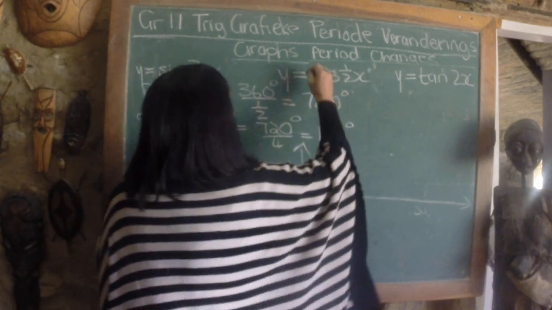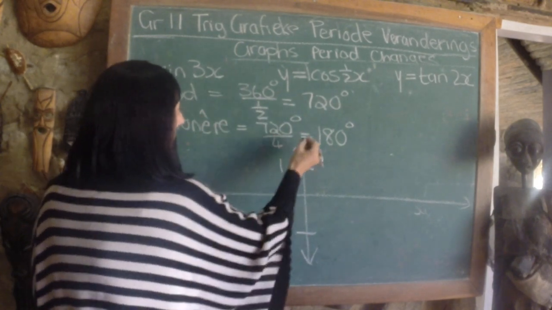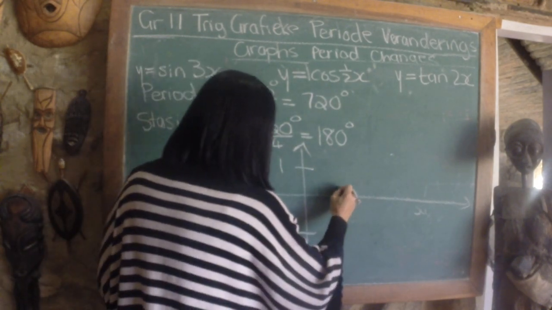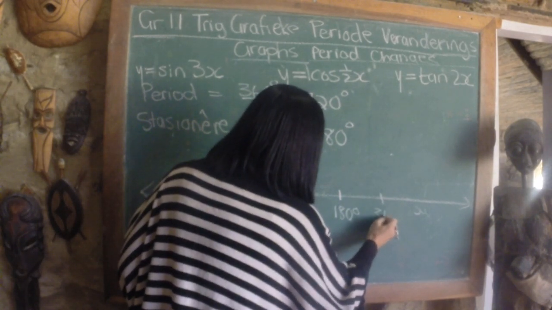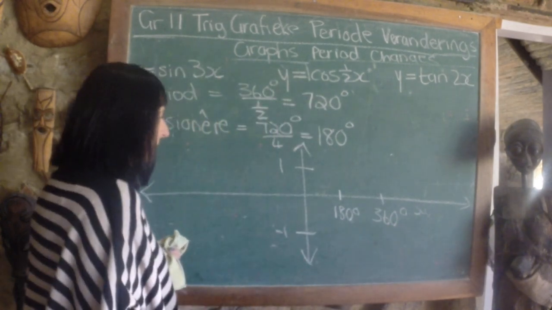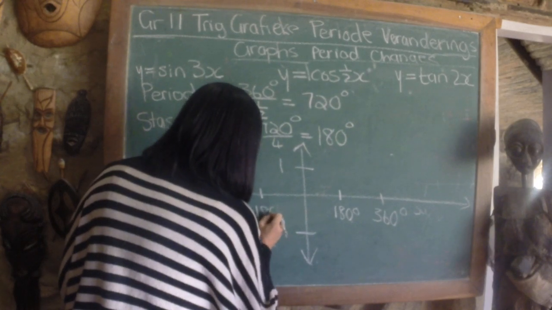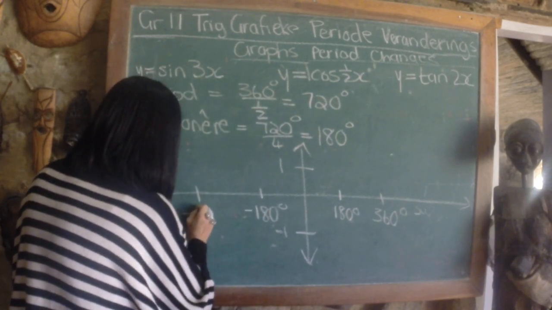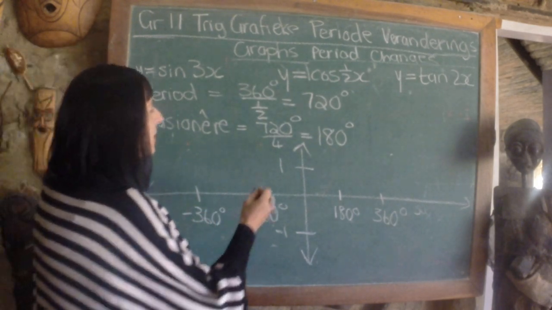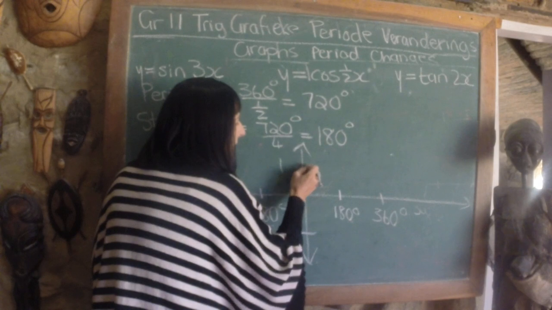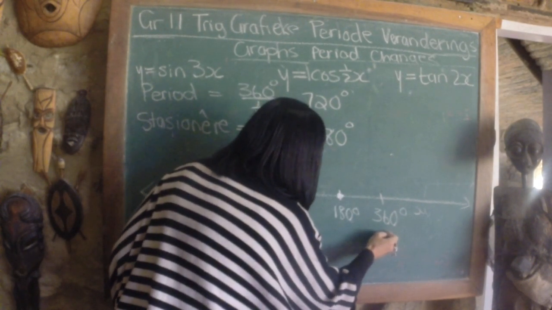Ons het 'n 1 hier, so ons gaan 1 minus 1, and now we're going to calibrate in 180s. So we're going to start at 180, 360. Okay. And to this side, minus 180, minus 360. So nou kom ons dink aan kos. Kos begin hier by 1, hy maak 'n bakkie. En dan gaan hy daardeur, en dan gaan hy daardeur.